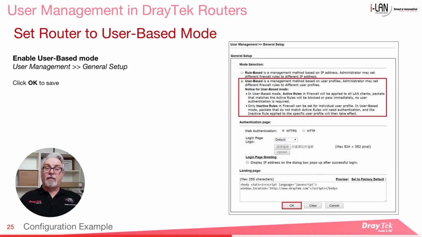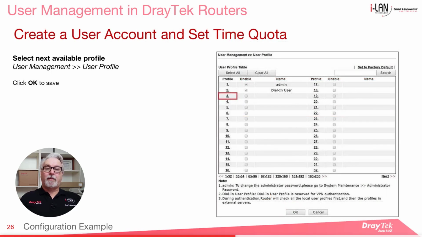The first step is to enable user-based mode. To do this, go to User Management, General Setup, select User-based mode, then click OK to save. The next step is to select the next available profile. To do this, go to User Management, User Profile, and click on the next available profile, which in this example is number 3.